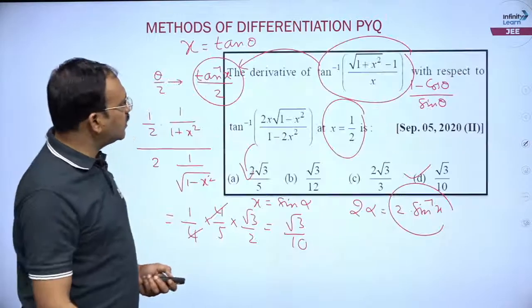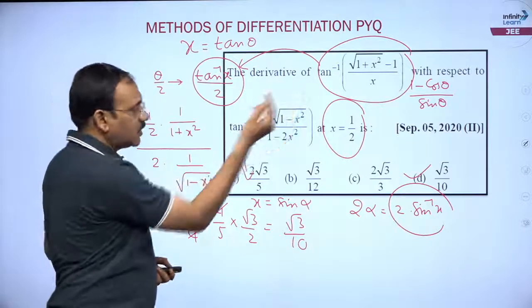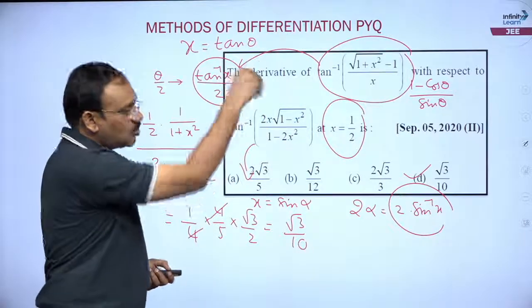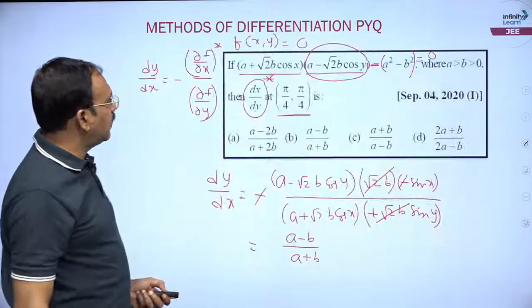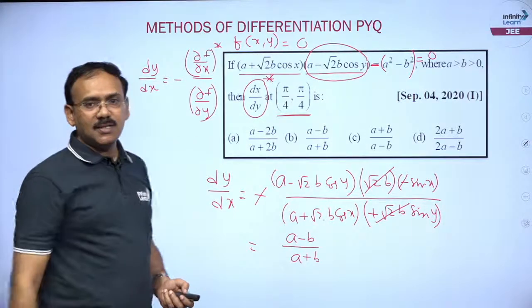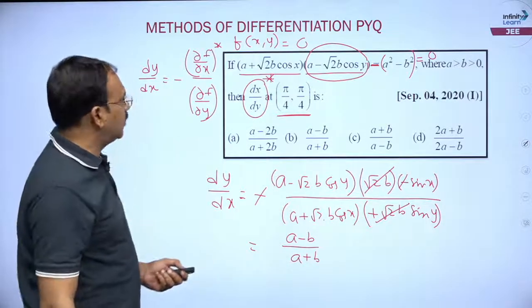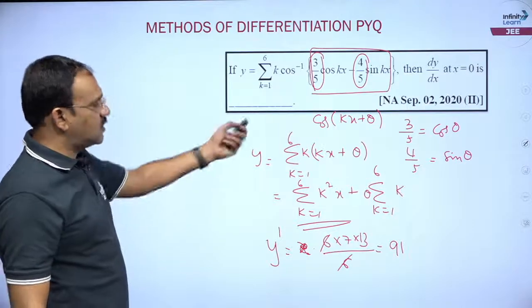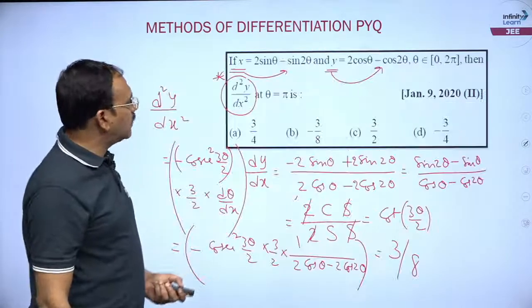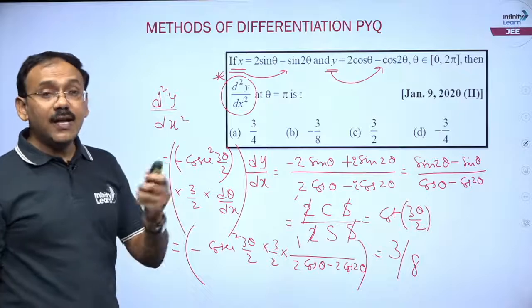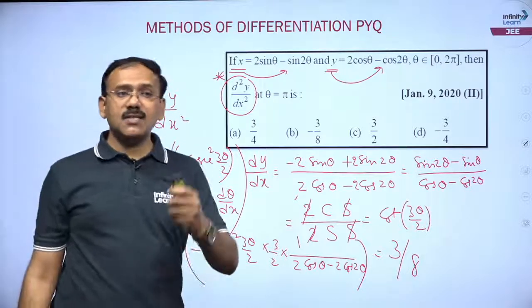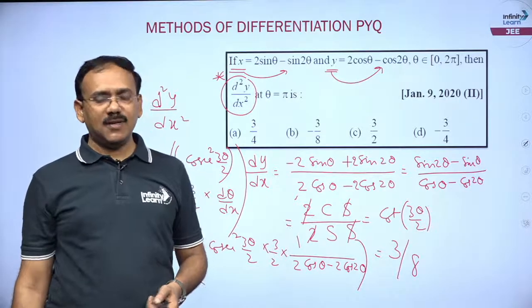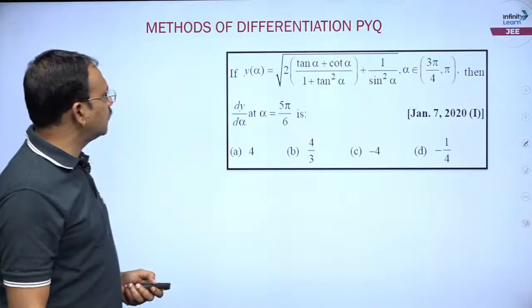You see, in this problem, derivative of a function with respect to another, logic, trigonometric substitution. Next, this is explicit and implicit differentiation. Next, of course, this is simplification related, and then parametric differentiation. In parametric differentiation, the second derivative is very, very important. Okay friends, chalo, next problem.